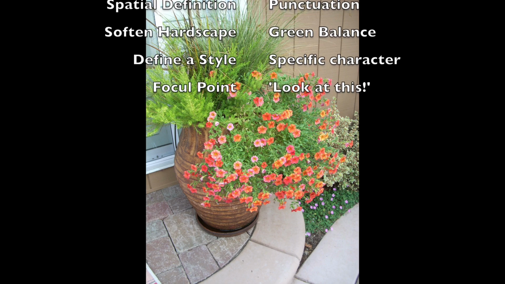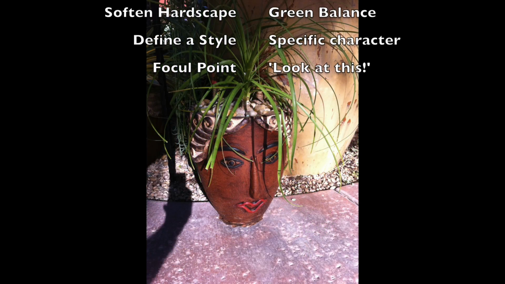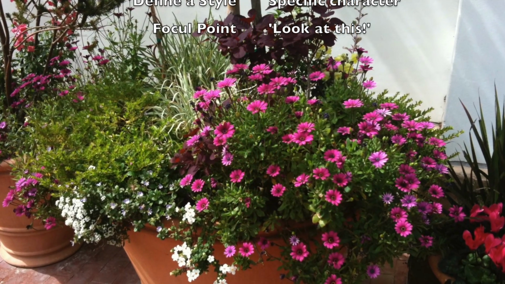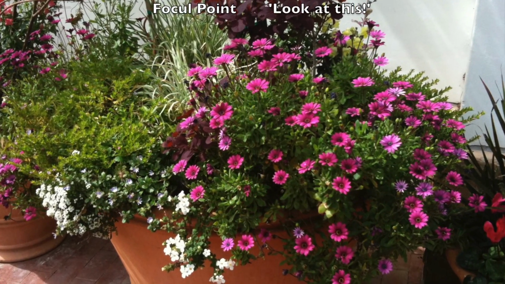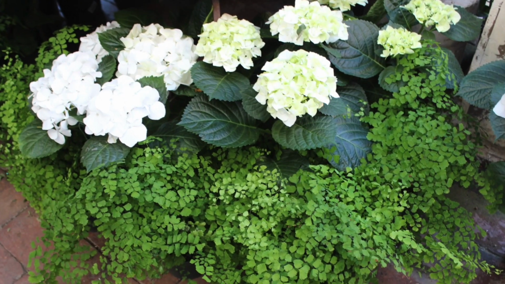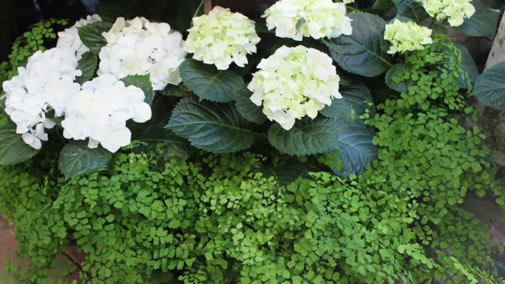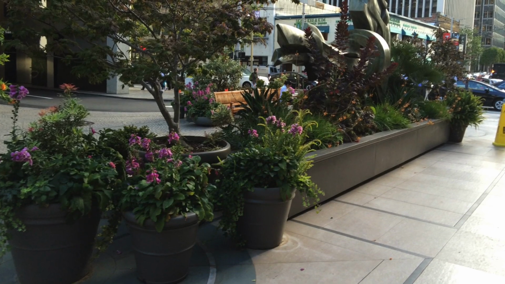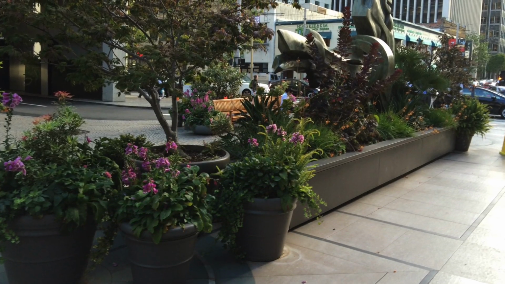And then the most common one for us, especially residentially, is using pots as a focal point, whether it's bright colors or a really cool pot or the combination thereof. So those are the four main areas we're going to explore. The first area we're going to explore is using pots for spatial definition.